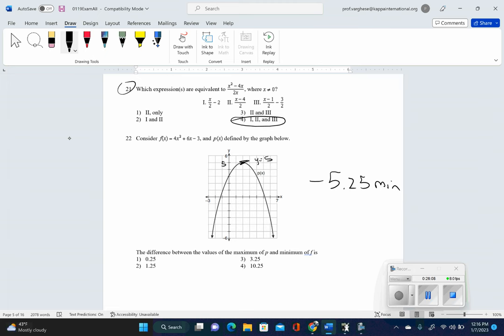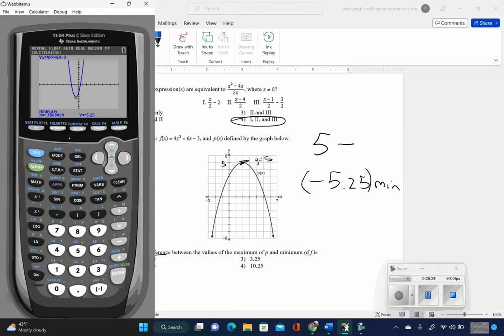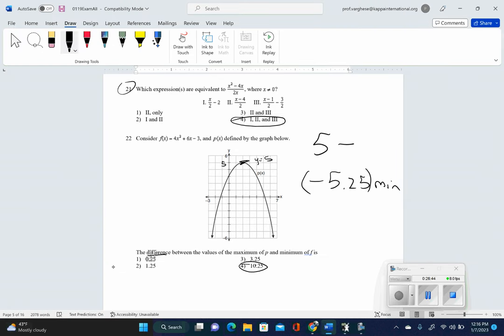All right. So I'm going to take my two numbers and I'm going to subtract them. So 5, because difference means to subtract. So 5 minus negative 5.25. I just go to my calculator and type that in. So I have 5 minus negative, here's the negative sign, 5.25, and I'm going to hit enter. All right. And then my calculator gives me 10.25 as the answer. So that is there.